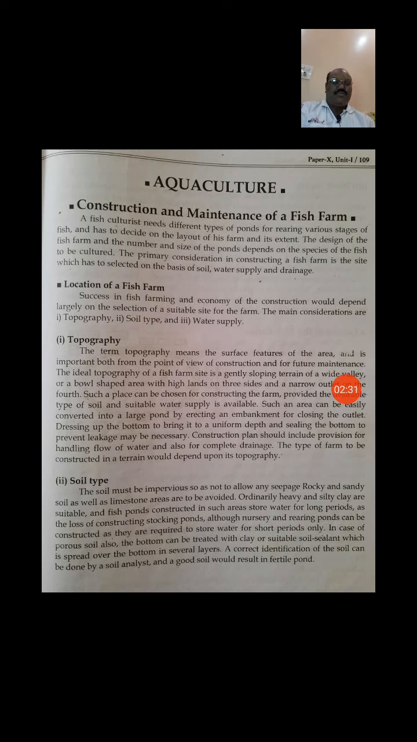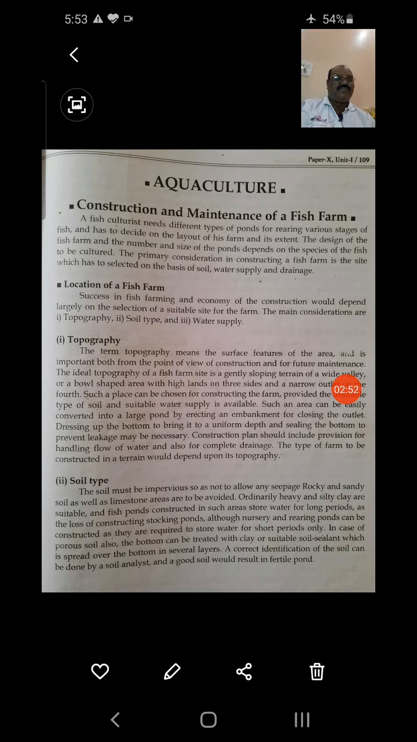Here, we have to select the site for construction of the pond. Now where do we select? The ideal topography of the fish farm site is gently sloping terrain of a wide valley or a bowl-shaped area with high lands on three sides and a narrow outlet on the fourth. So the ground is high on three sides, and from one side the water must get out from that particular area. So the bowl-shaped area is there. That means we can get the small pond for the fish.